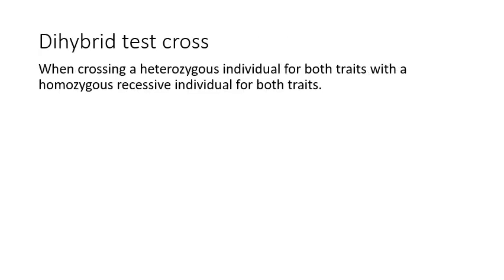When we're performing our dihybrid test cross, unlike our monohybrid test cross we've used previously, we know with 100% certainty the genotypes of the two parents that will be involved. We know that we will be using a heterozygous individual for both traits, and we will be crossing that heterozygous individual with a homozygous recessive individual for both traits.